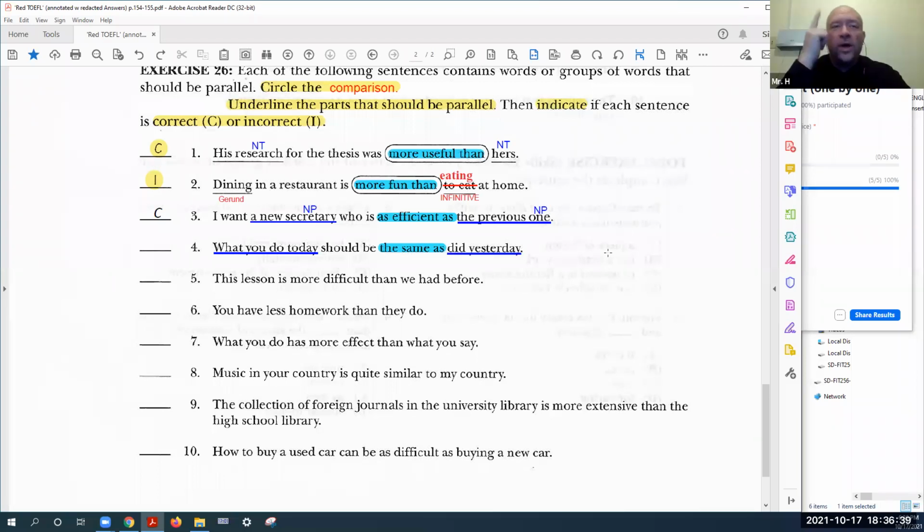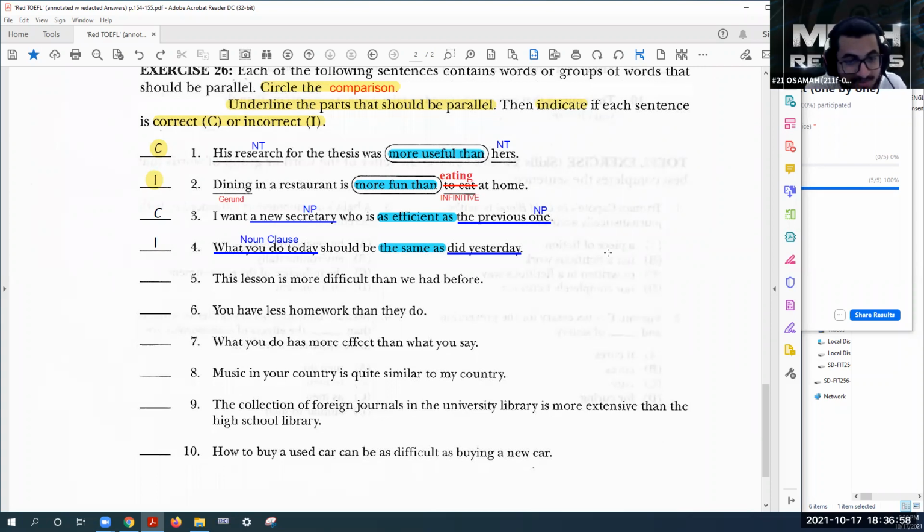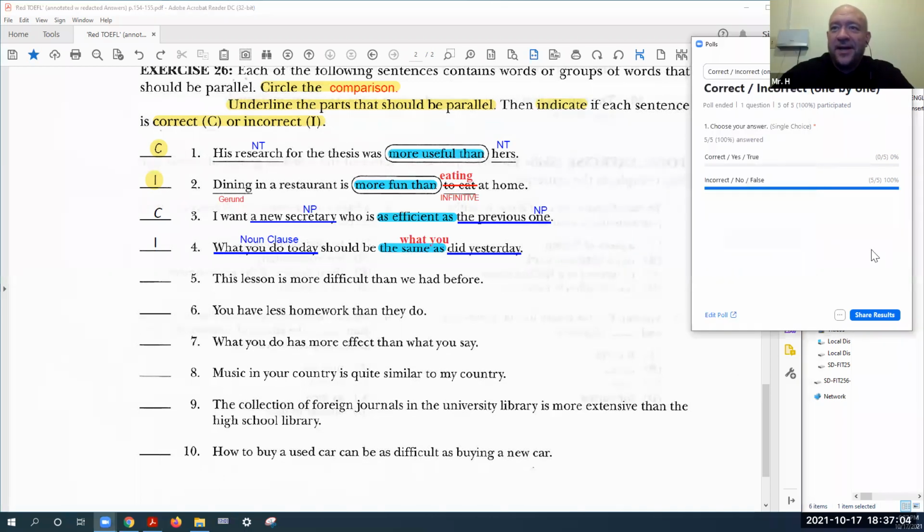Right. Yeah. What is the structure on the left? Do you remember? Noun clause. That's right. Now, everybody said it's incorrect, and you said, can you give us the correct answer again? What you do today should be the same as what you did yesterday. Bingo. You got it.